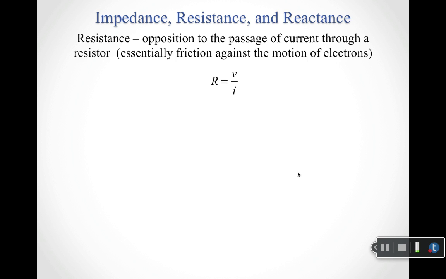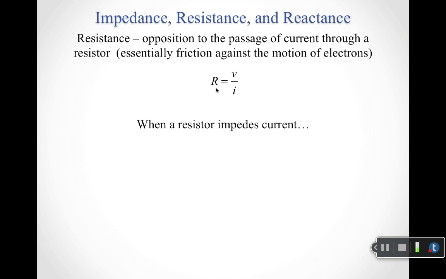So let's start with the one we already know: resistance. Resistance is basically the opposition to the passage of current through a resistor. If you try to run current through some conductor, there will be some resistance, some opposition to that. Essentially, that opposition comes from, think of it as friction, as your electrons bang into each other trying to move through the conductor. And again, this is effectively just Ohm's law, V equals IR, where we've just rearranged it for the value of the resistance.